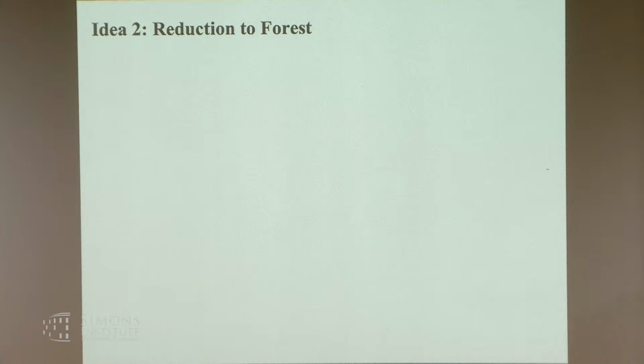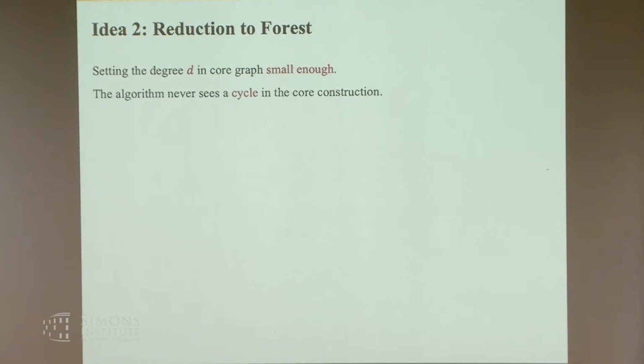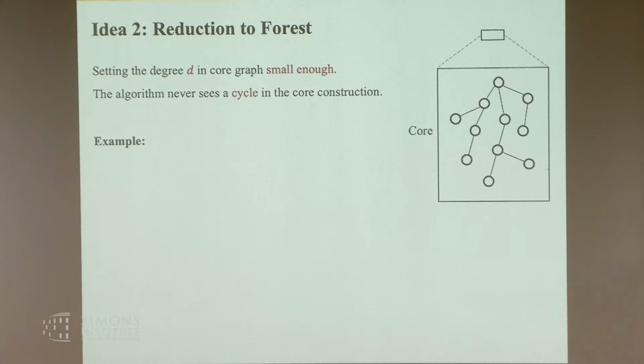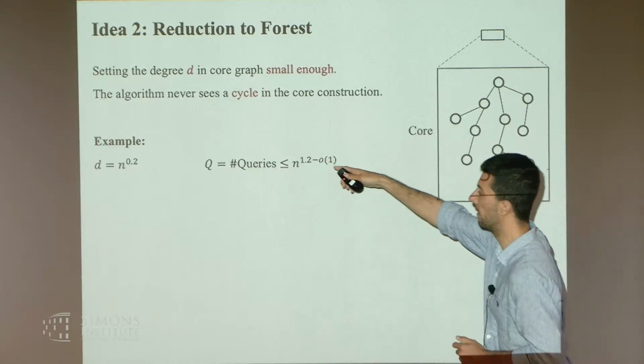The next idea is the reduction to forest. All those previous lower bounds prove that the algorithm will see only a forest inside their core construction. If we set d small enough, where d is the maximum degree in the core construction, the algorithm will never see a cycle in the core construction. I can show you an example of why this is true and where this n to 1.2 lower bound appears.